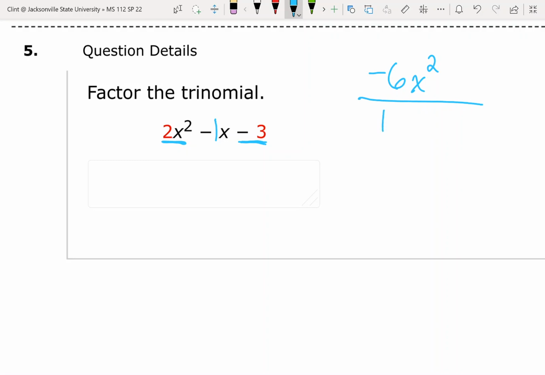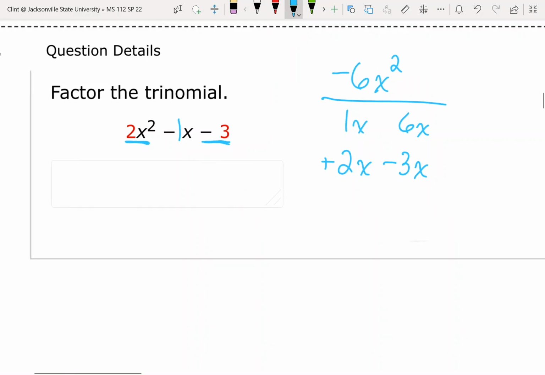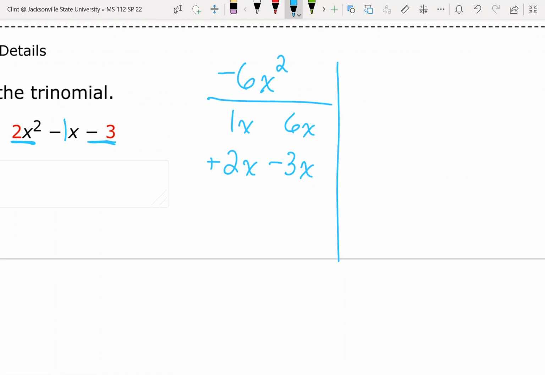So let's see, we've got 1 and 6, or 2 and 3. We know we're trying to get a negative, so one of our factors has to be negative. So that helps. So what combination works? Yeah, so positive 2, negative 3 will work. So the way I do these, again, you can do them differently if you have a method you like better, I take and rewrite the middle term as what we just came up with, so plus 2x and minus 3x. And then I factor by grouping.